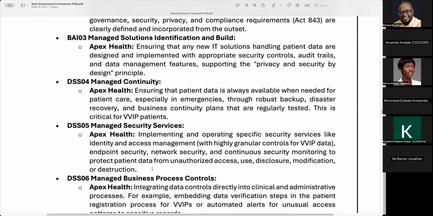DSS-05, as mentioned, covers managing the actual security services, things like identity and access management, IAM, with granular controls for VVIP data access, endpoint security, network security, and continuous security monitoring services needed to protect the data.